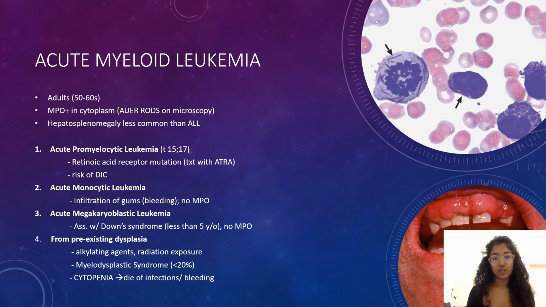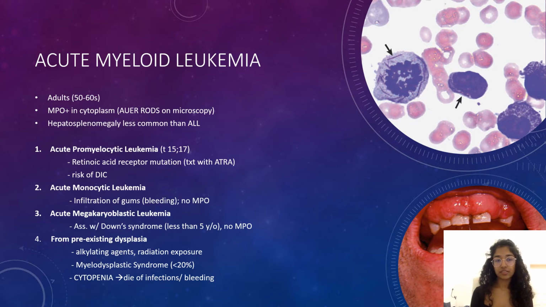Next is acute megakaryoblastic leukemia, which again lacks MPO, and as a result, your platelets will not be able to perform oxygen-dependent killing, and as a result, their function is impeded. This is associated with Down syndrome, especially in children that are less than 5 years old.